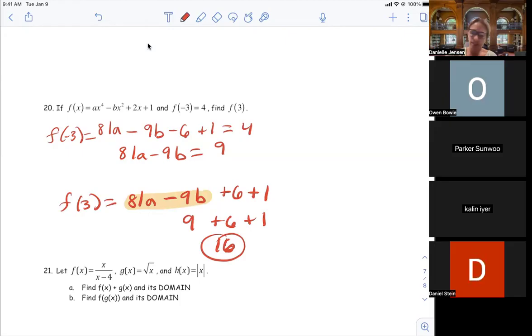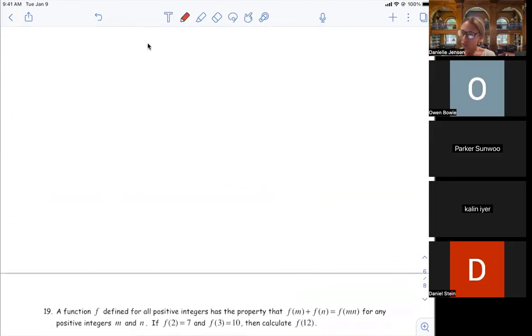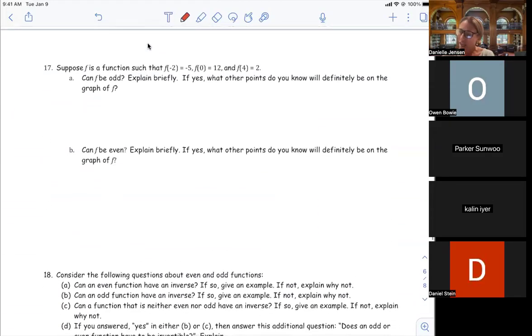Okay, I still want to stick on this because people had questions. So 17. Oh yeah. Okay, so 17. A lot of these problems were trying to get you to think conceptually. So I've given you just 3 points, and they're all different x values, -2, 0, and 4. And the first question is, can this be odd? What are our thoughts there?